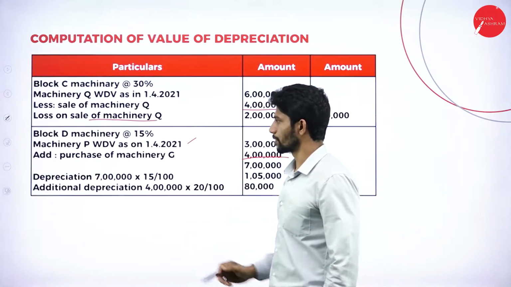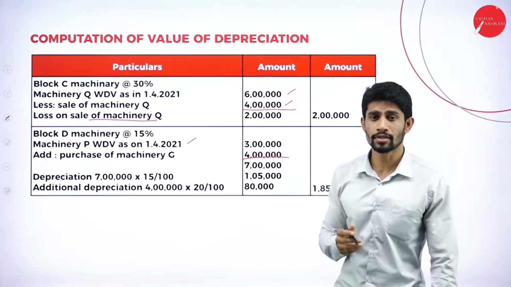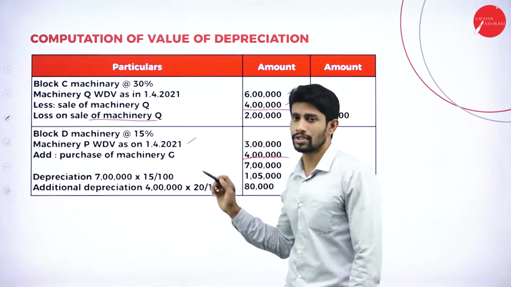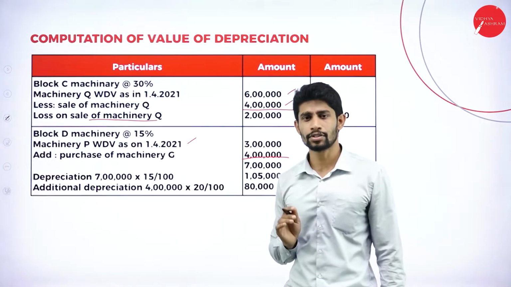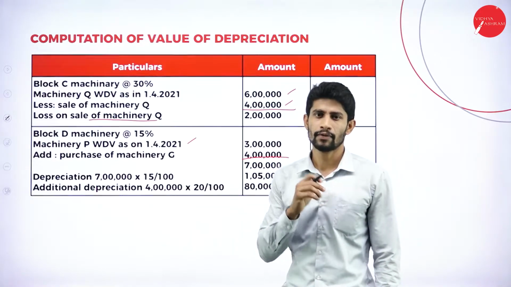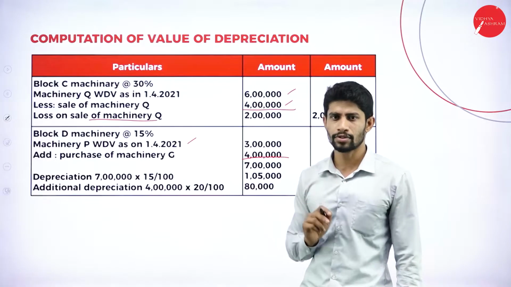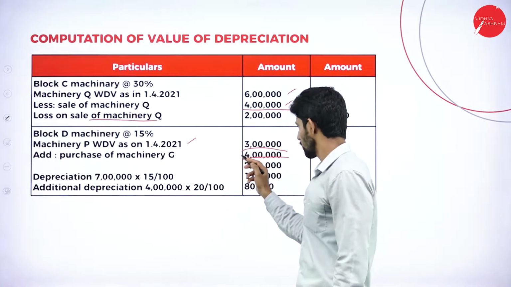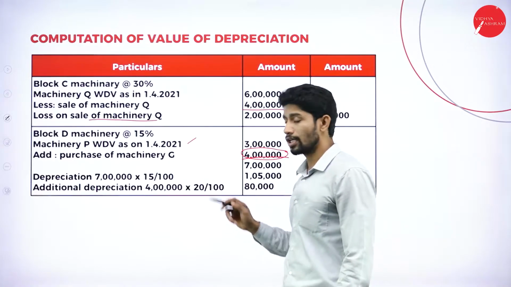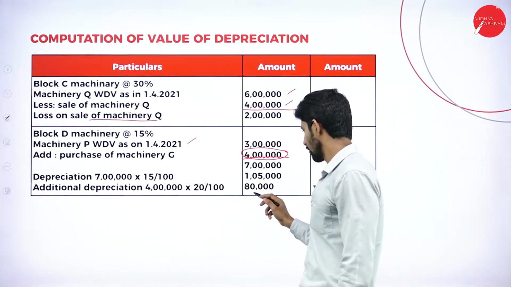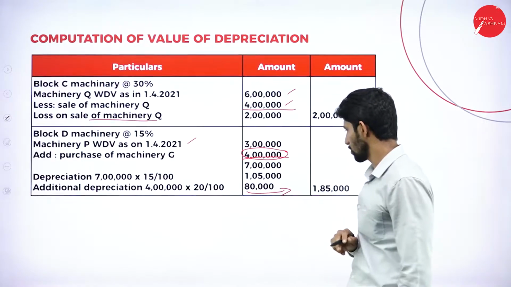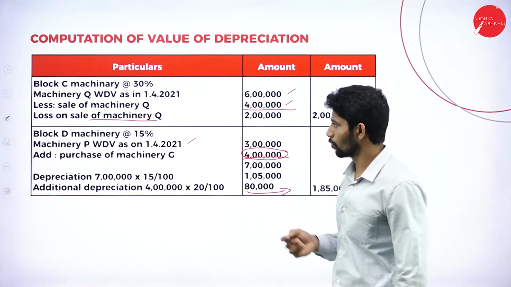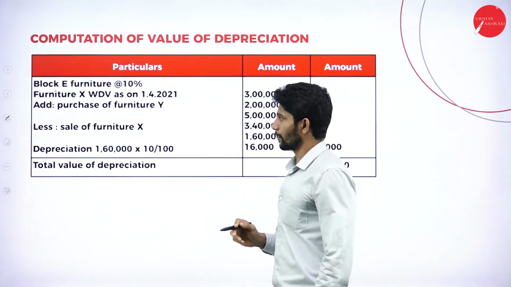So add additional depreciation. Why are we supposed to give additional depreciation? Because we are calculating depreciation on machinery. If any new machinery is purchased during the previous year, we are supposed to give 20% additional depreciation. So what is the cost of new machinery? It is rupees 4 lakhs. Compute 20%, you will get 80,000. So the total value of depreciation is 1,85,000.